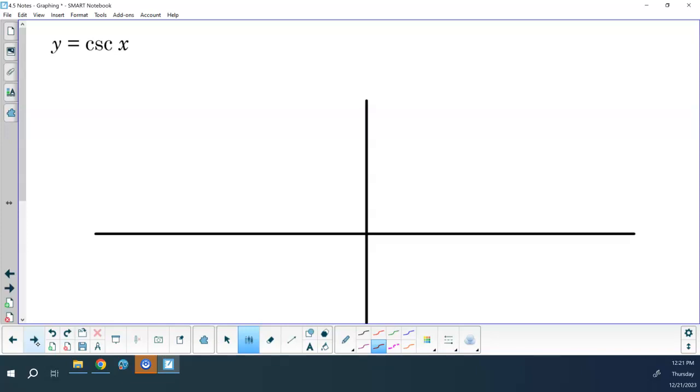Inverse of sine? Do we agree with inverse of sine? So that means that this is 1 over the sine value, or on the unit circle, it's 1 over y. Yep. So it's the reciprocal of the y value. Right?